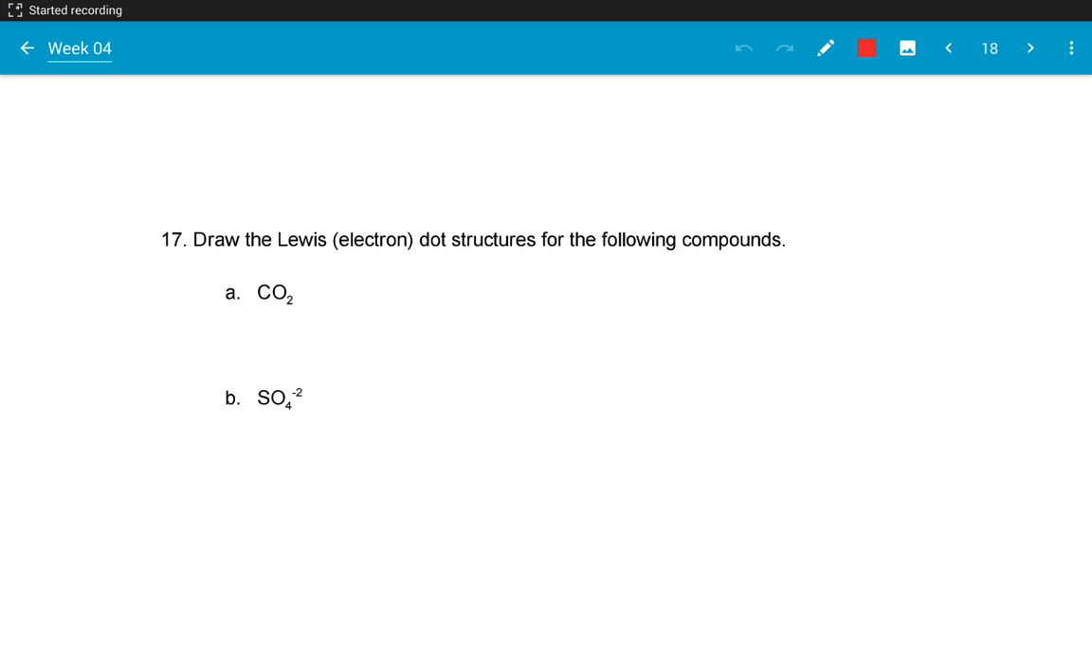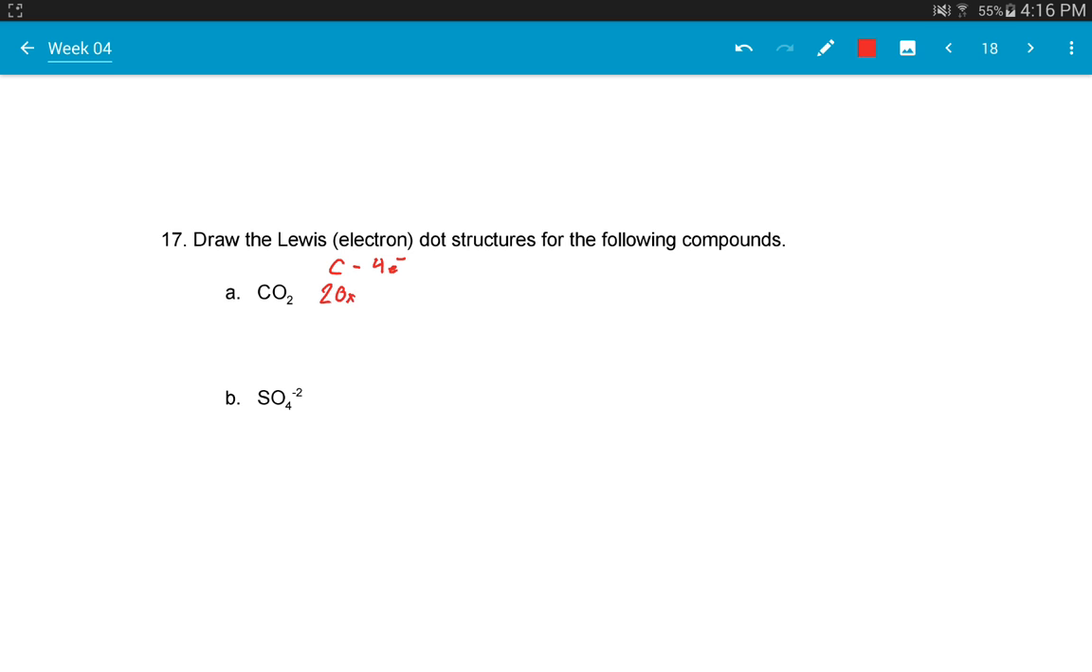Draw the Lewis or electron dot structures for the following compounds. We have carbon dioxide. In this case, each carbon brings 4 valence electrons to the party.